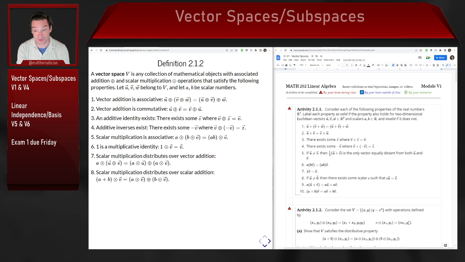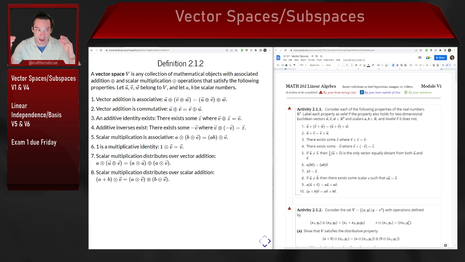Also additive inverses. For every vector in our space, there also has to be another vector such that if I add those 2 vectors together, their sum is equal to our additive identity. Their sum is equal to 0. And we write that additive inverse as minus v, again, to call to mind the idea of x and minus x, like 5 and minus 5. If I add those together, the result is 0, which is the ordinary additive identity.